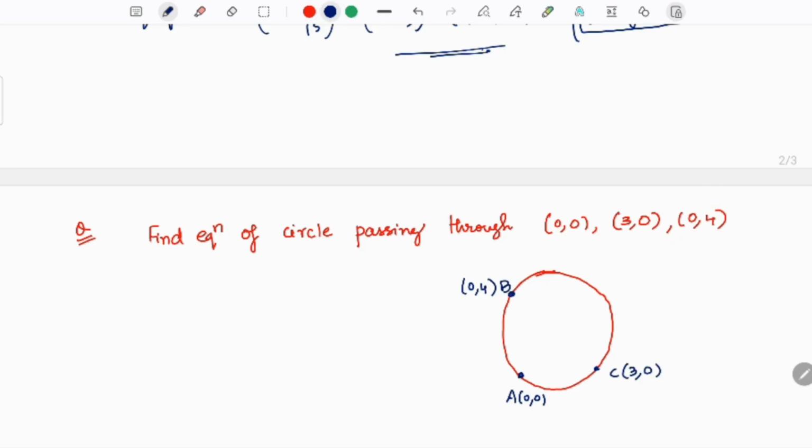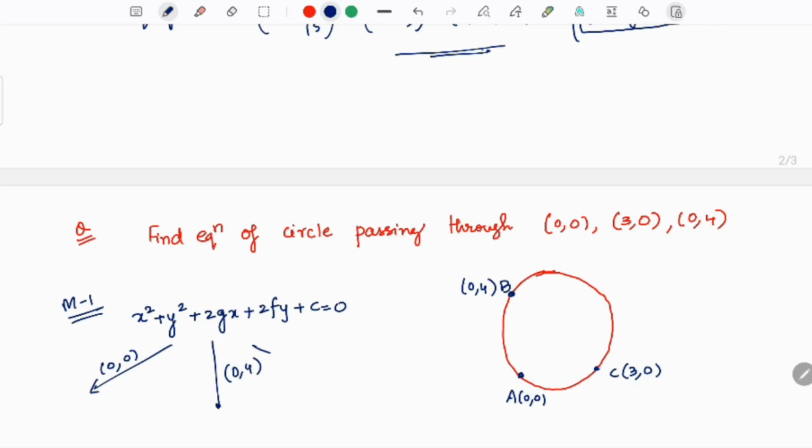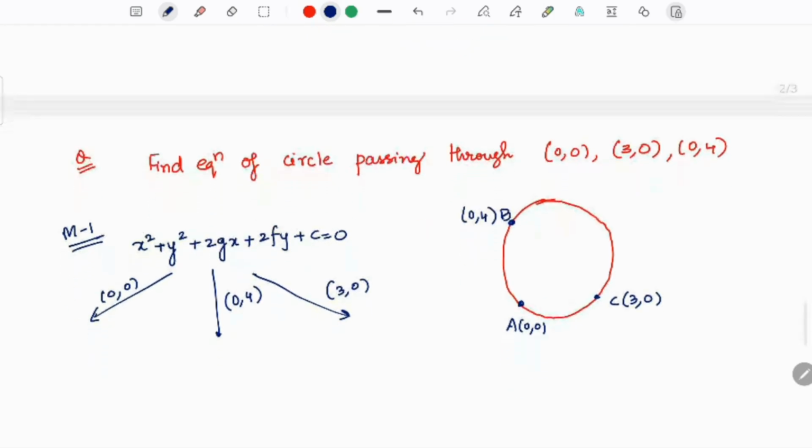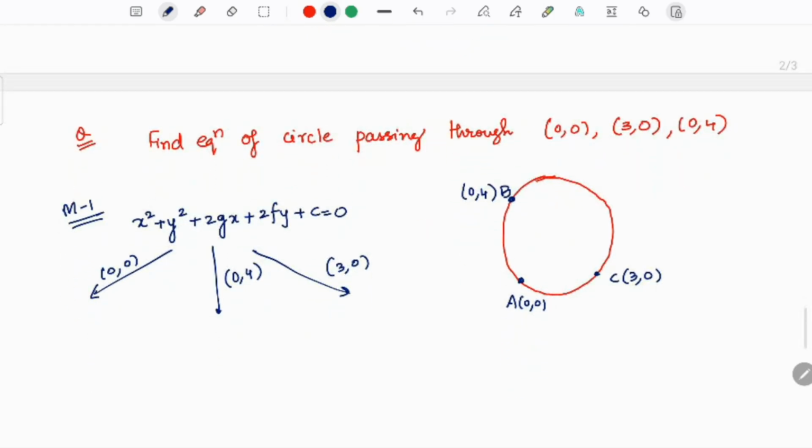First idea would be what? 3 points are given, 3 pieces of information. So you take the circle equation like this: x squared plus y squared plus 2gx plus 2fy plus c is equal to 0. It passes through 0, 0; substitute 0, 0, get one equation. It passes through 0, 4; substitute that, get one equation. It passes through 3, 0; substitute it, get another equation. 3 equations, 3 variables. Solve them, you will get the circle equation. That is the first method. Second method.